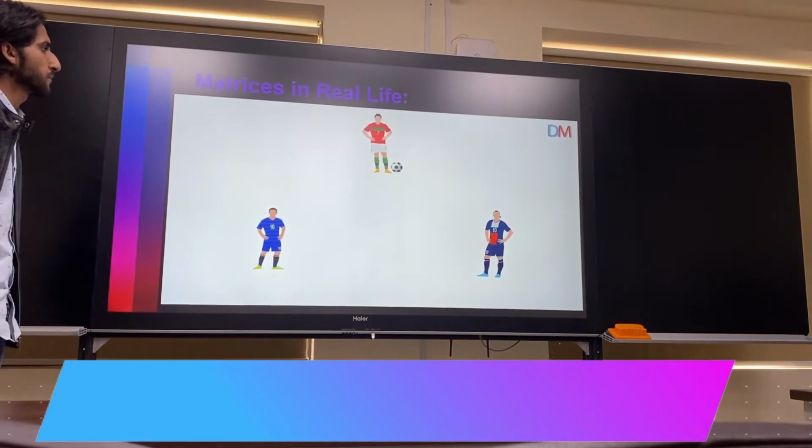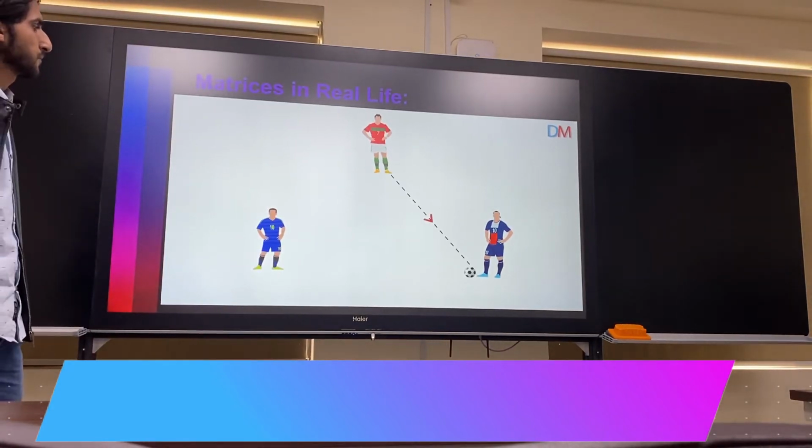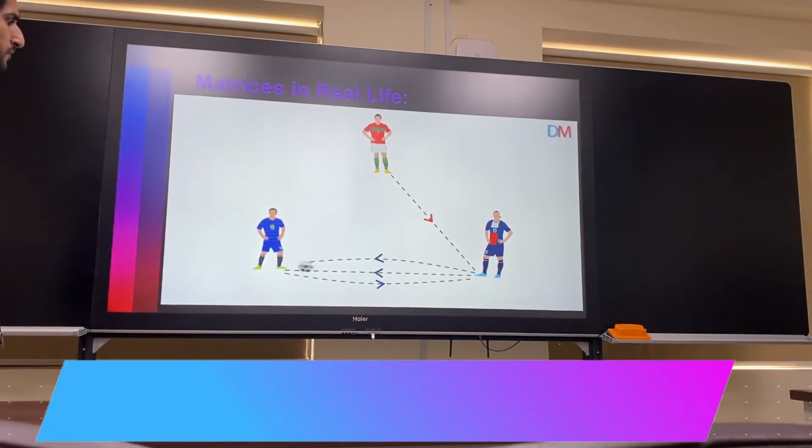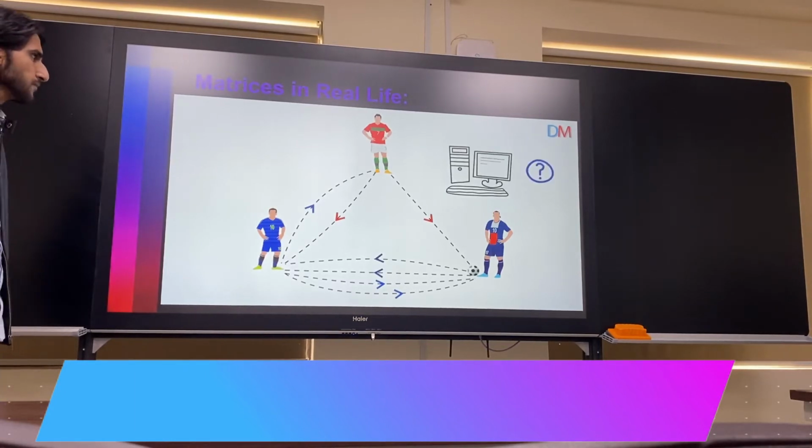Ronaldo gets the ball and passes on to Zlatan. Zlatan then passes the ball to Messi, and then Messi passes the ball back to Zlatan, and many such passes are exchanged. Now it was pretty easy for me to explain this to you diagrammatically. But what if I wanted to explain this to a computer?